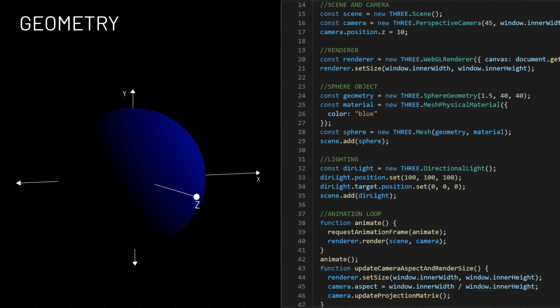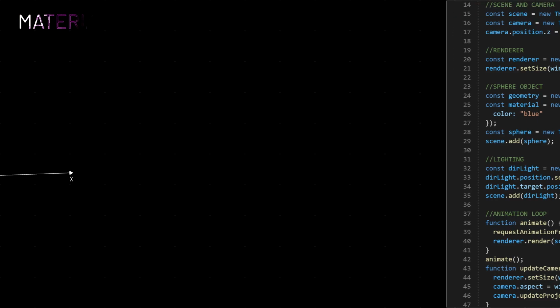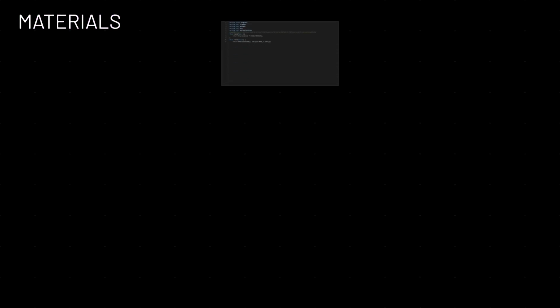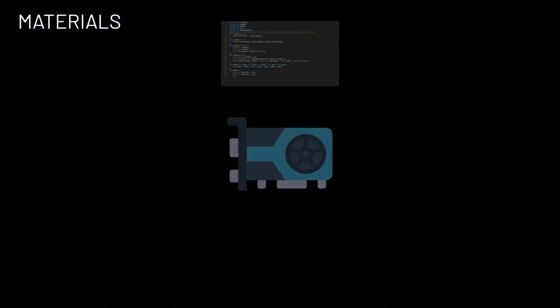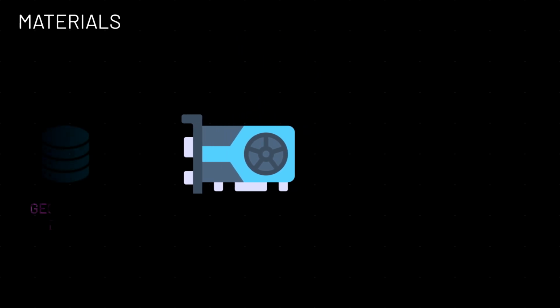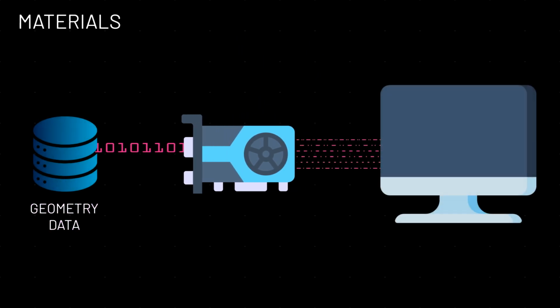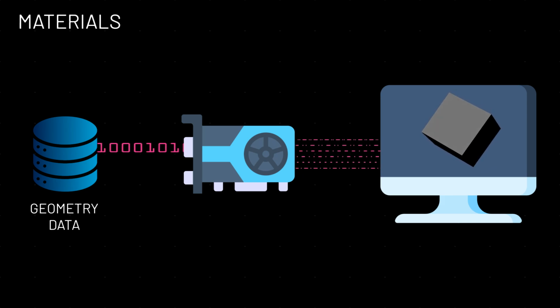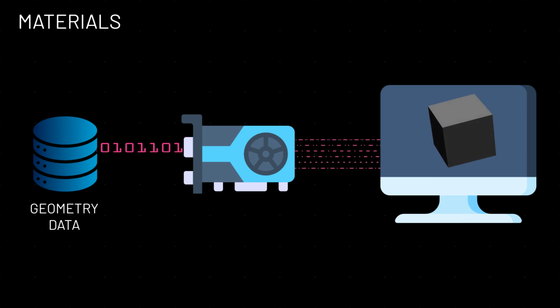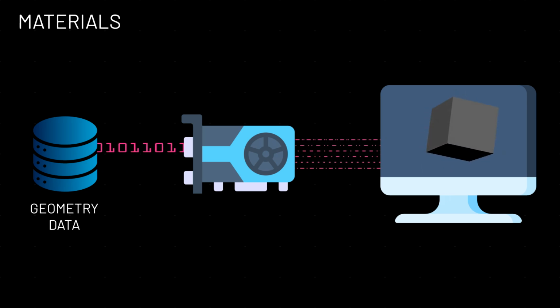With that understanding of geometry, let's discuss materials in Three.js. The materials are essentially small programs called shaders that run on the GPU and use geometry data to paint 3D objects on the screen. Three.js offers many options for materials depending on your needs. Let me give you a quick rundown of some of the commonly used materials available to you and their purposes.